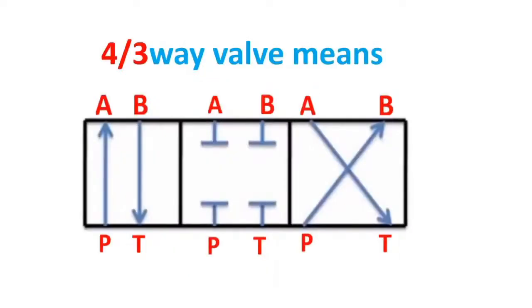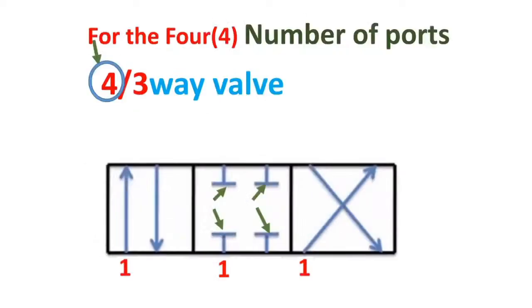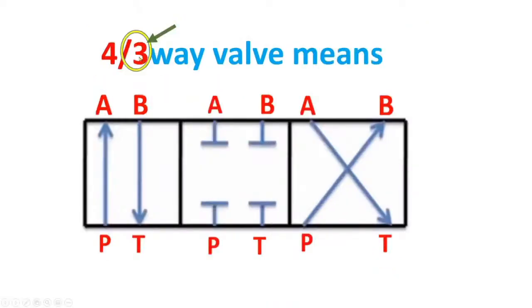Before we proceed on how to read a hydraulic schematic diagram, let's first discuss the directional control valve, because this is the most important component of a hydraulic system. This is a four-three-way directional control valve, and the 4 means the number of ports, and the 3 means the number of switching positions or boxes. This is port number 1, port number 2, port number 3, and port number 4.